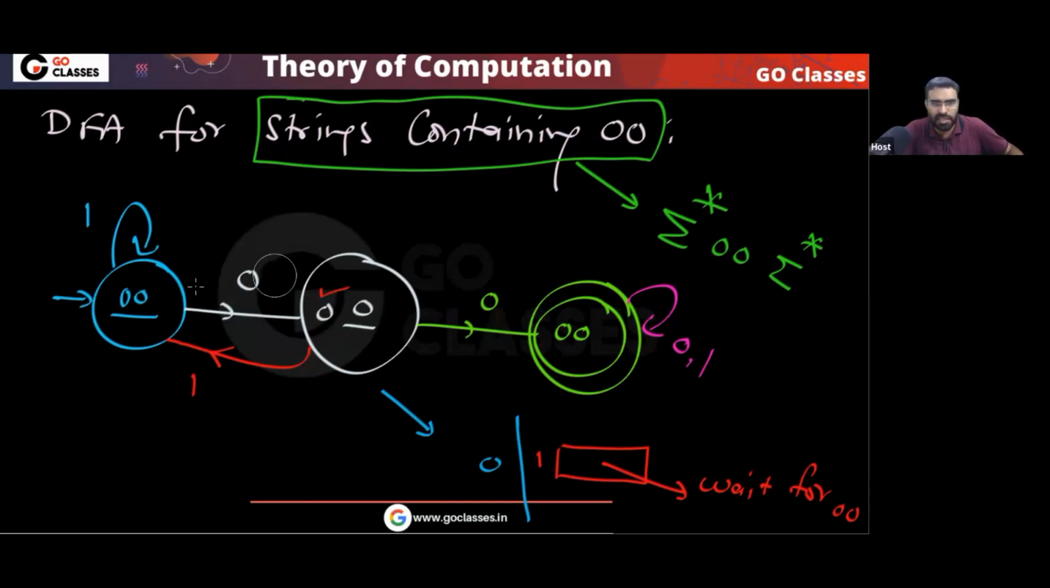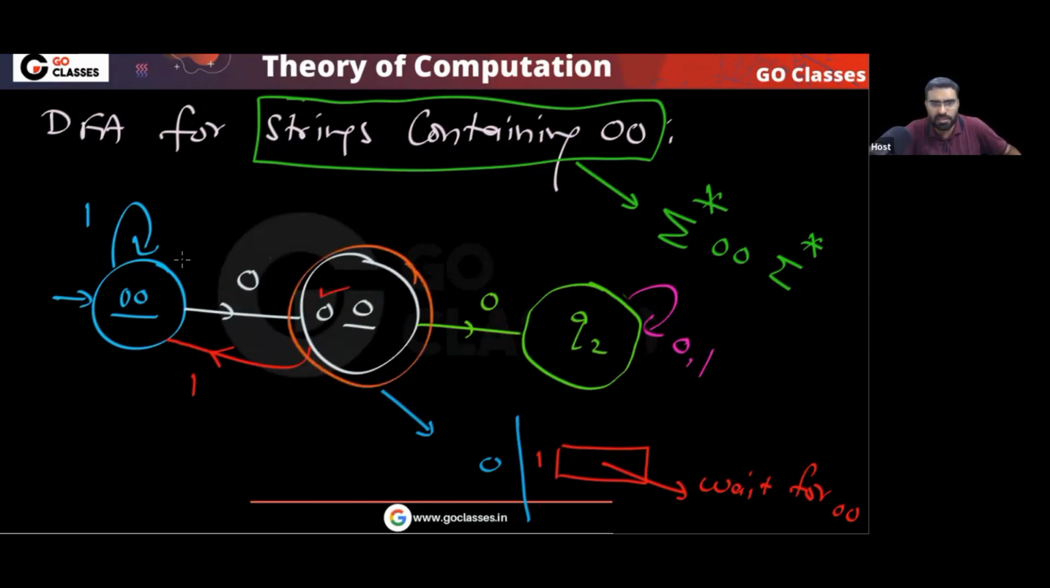And if I make this state, let's call it Q2, non-final, and make the other states final, what will happen? Now this is a DFA for strings not containing 00.